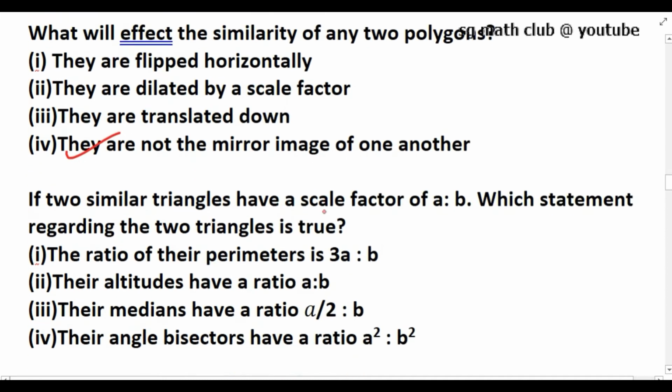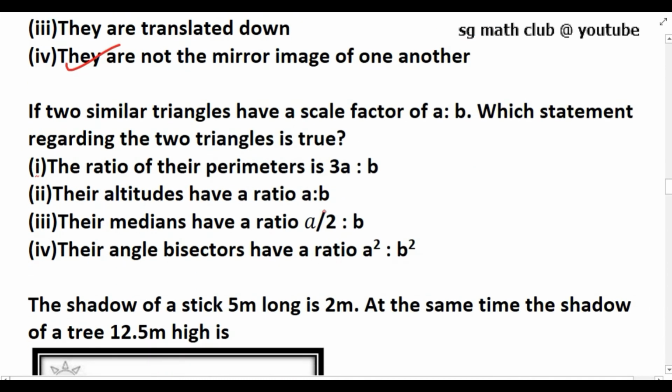Again, if two similar triangles have a scale factor of a:b, which statement regarding the two triangles is true? Their perimeter actually should be a:b. Here they have given 3a:b, so this is wrong. But the altitudes have a ratio a:b. This is correct. Among the four, the altitudes have a ratio a:b.